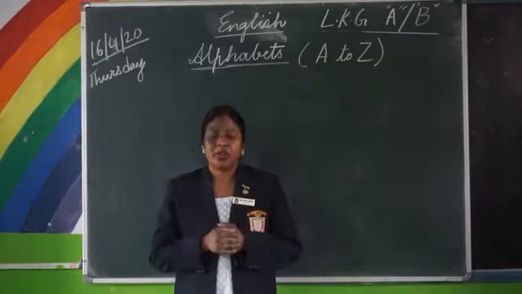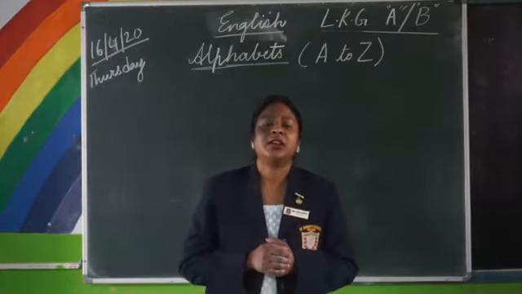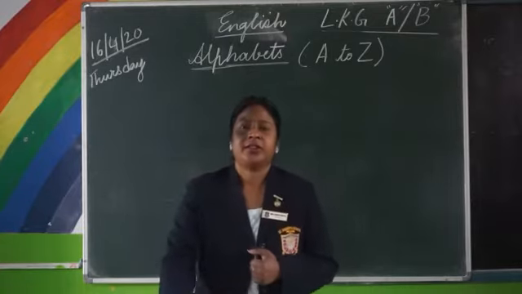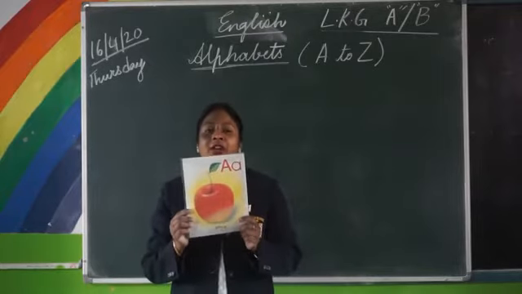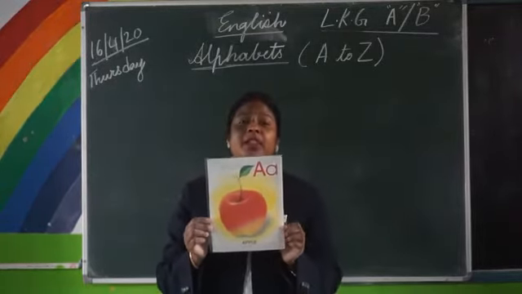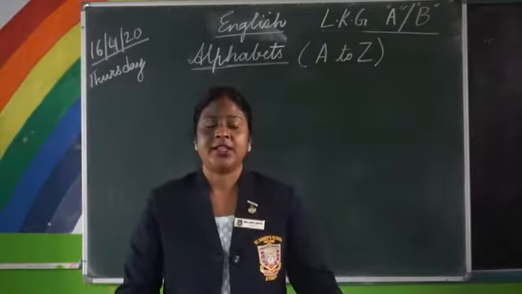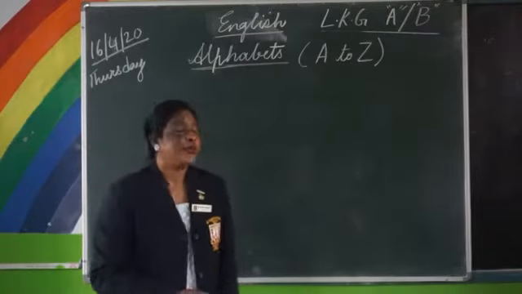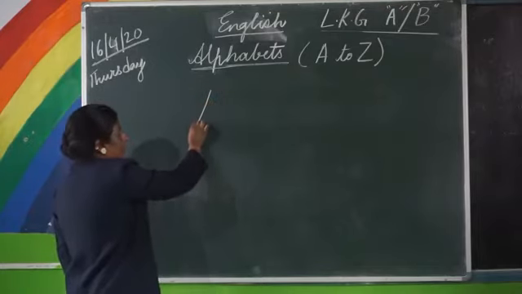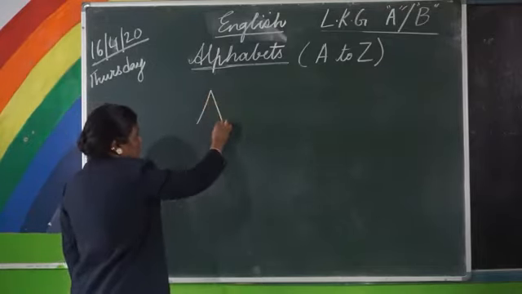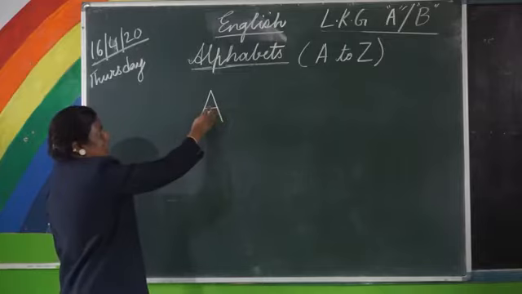So, today we are going to learn how to write the capital letter A. A for? I know you like apple, red color apple. A for apple. So, we are going to write A. A slanting line, one more slanting line, and a sleeping line makes letter A.